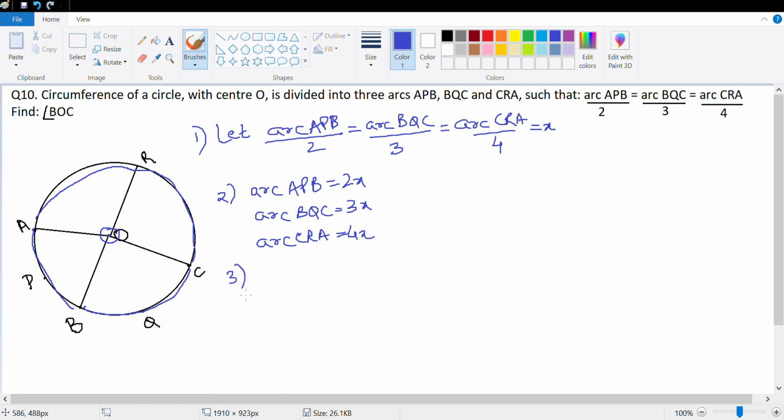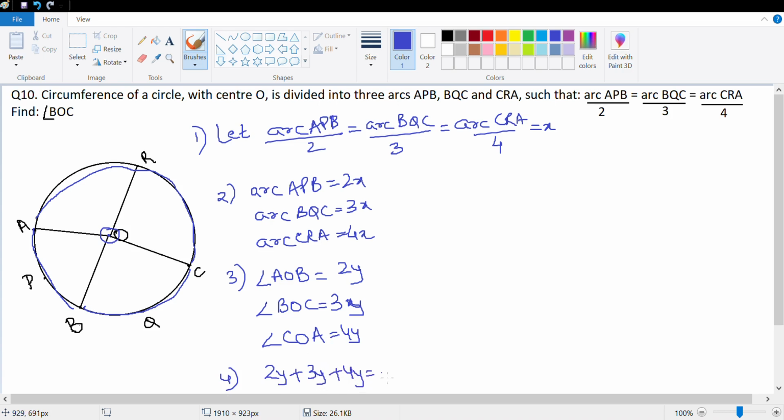So since these arcs are in this ratio, the angle that they'll subtend at the center will also be in the same ratio. So angle BOC would be in the ratio 3y, and angle COA would be 4y. Now the angle around the point would be 360 degree, which means the sum of these three angles will be equal to 360 degree, which means 9y is equal to 360 degree, which means y is equal to 40 degree.